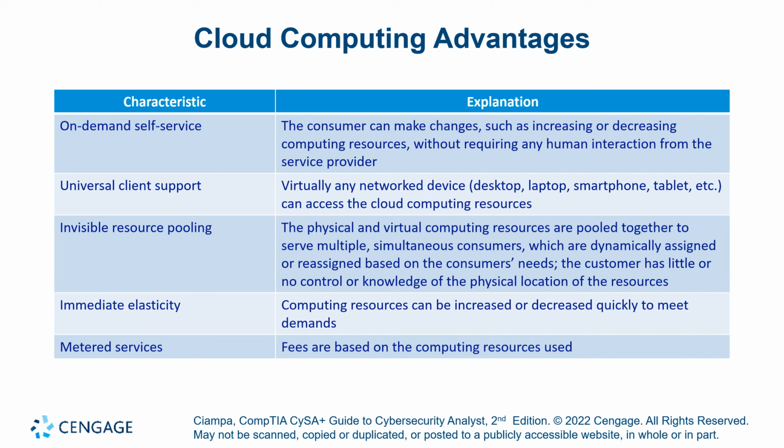Immediate elasticity: computing resources can be increased or decreased quickly to meet demands. Metered services: fees are based on computing resources used, which again is a double-edged sword. It depends on how they run their fees. Some of those will run per user, some of those will run per resource. So you really need to pay attention to your contracts.